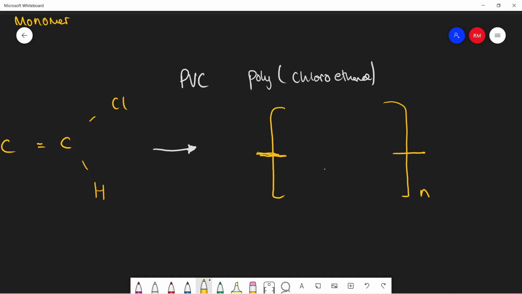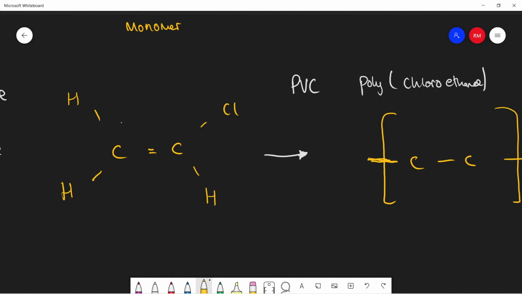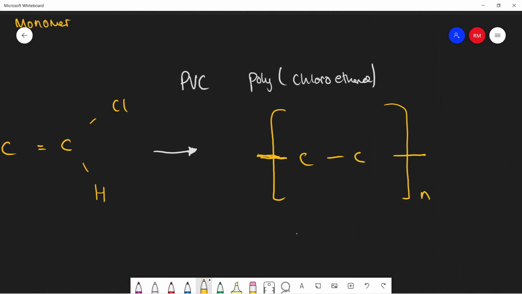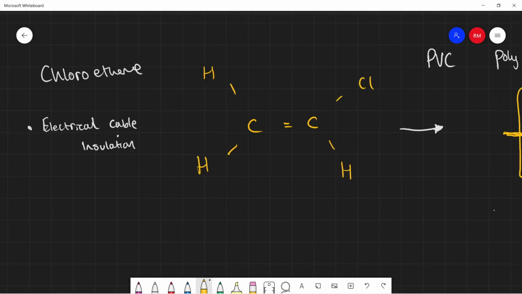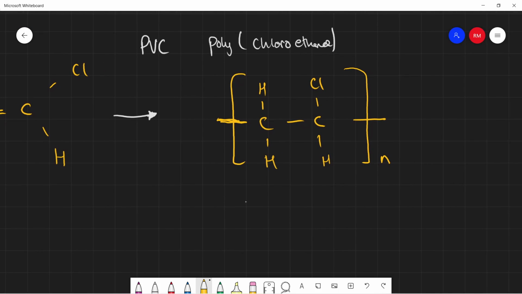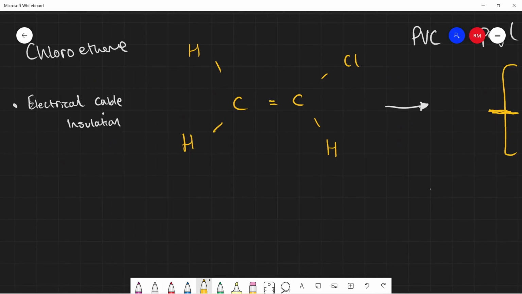And again here we can just draw in our 2 carbons that are surrounding the double bond here. We can draw in our hydrogens. It's hydrogen, and then we can just draw in our chlorine, like so. And that is polychloroethene, PVC.